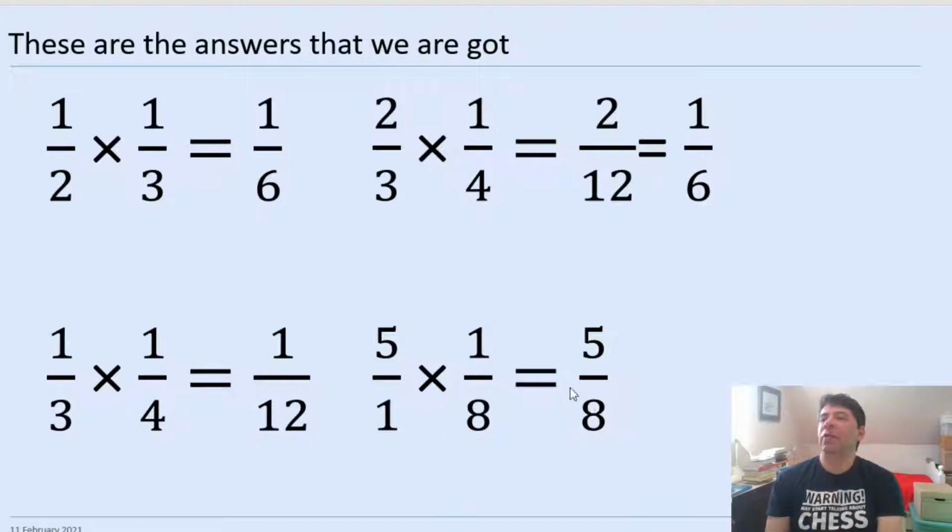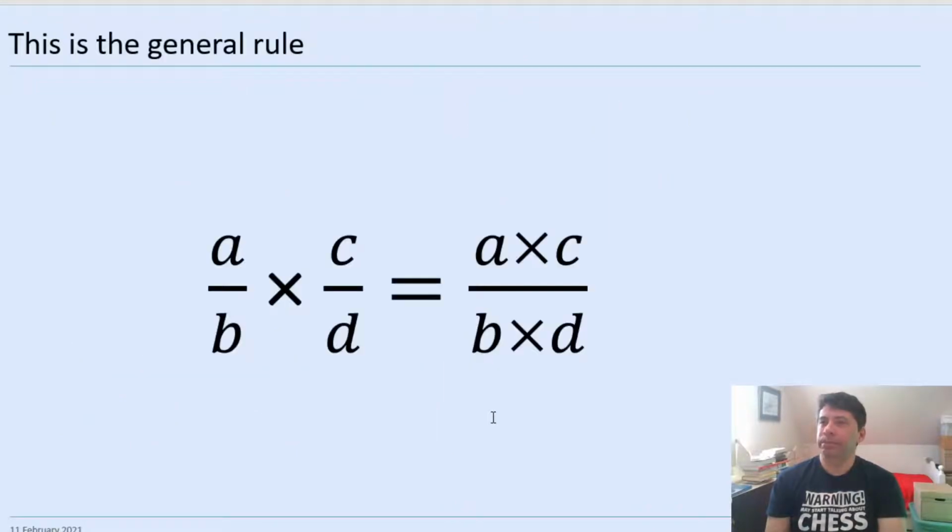So this is the general rule. This is how we multiply fractions. We simply multiply the numbers on top, the numerators, and we multiply the numbers on the bottom, the denominators. And here's how we write it algebraically. a over b times c over d equals a times c over b times d. That is the general algebraic rule.